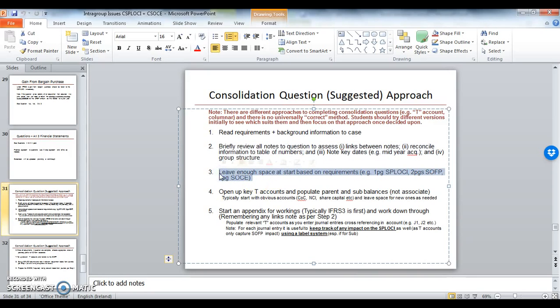The next one I tell students that the step is just leave space. So you know there's going to be 3 financial statements. Leave about 4 pages so you can present a nice clean set of financial statements and reference to your appropriate working.